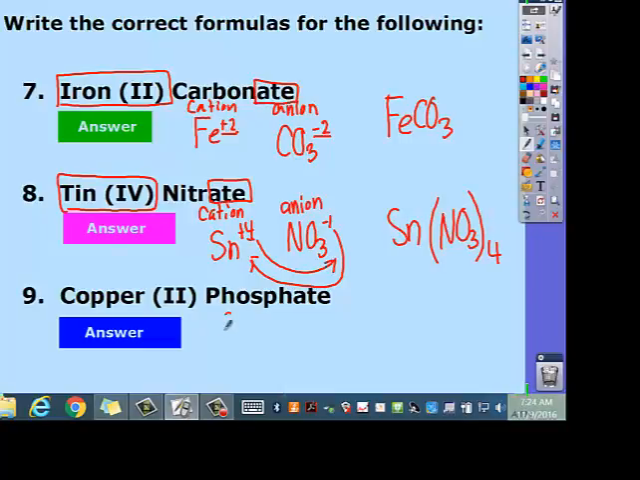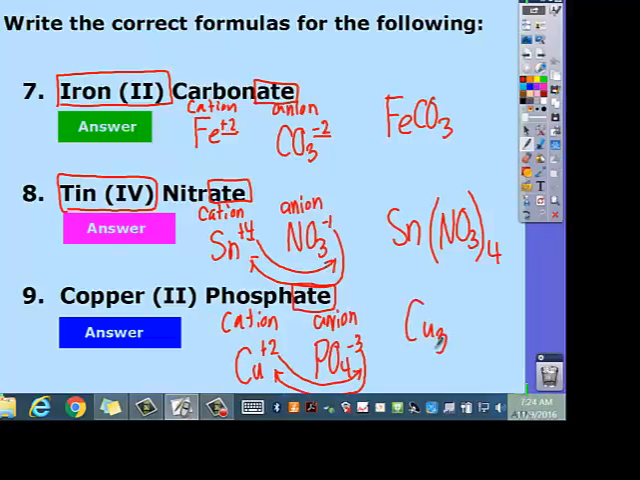Last one. Copper is my cation, and that is Cu. That has a +2 charge because of the +2. Phosphate is going to be my anion. Let's look at the back of the periodic table to the polyatomic ions. Phosphate, PO4, -3. Cross my charges. I have 3 coppers, and I have 2 phosphates. Remember, you're going to keep those all together. 2 phosphates, so I need parentheses, PO4, and I have 2 of them.